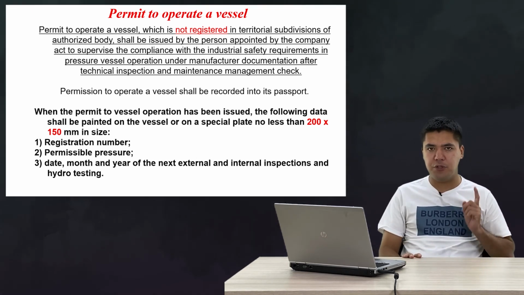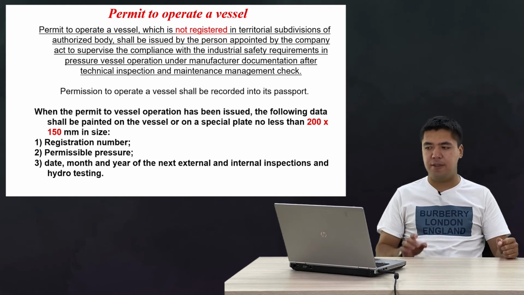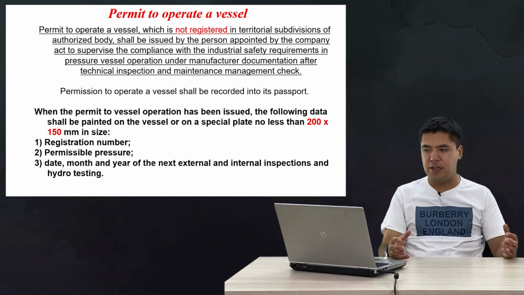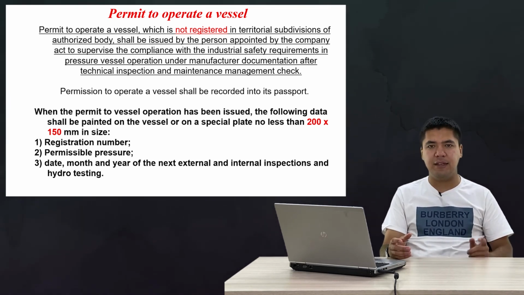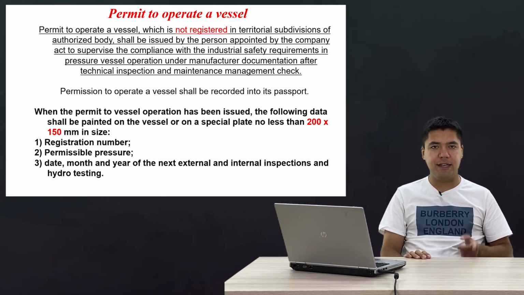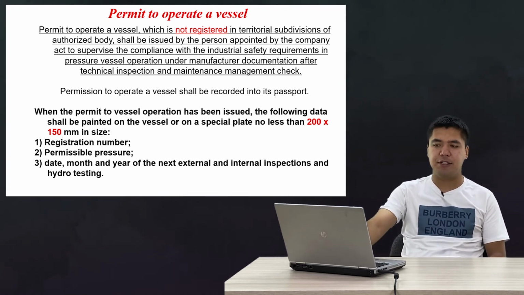And pay attention to the next information. When the permit to vessel operation has been issued, the following data shall be indicated on the body of the pressure vessel: a plate, no less than 200 millimeters by 150 millimeters in size, and on that plate shall be shown the next information like registration number, permissible pressure, date, month and year of the next external and internal inspections and hydro testing.